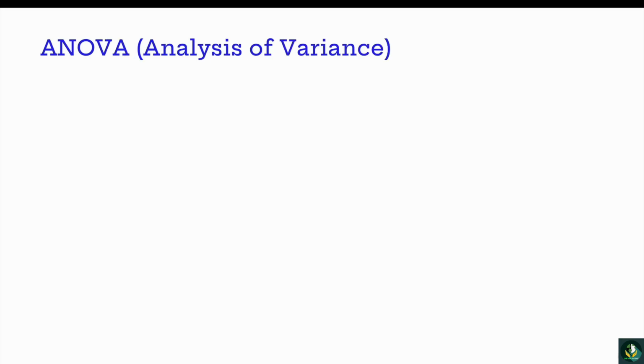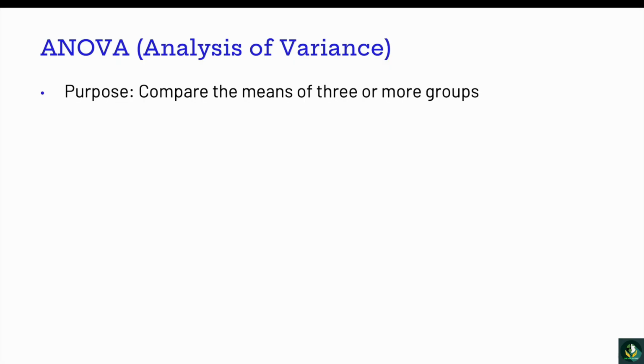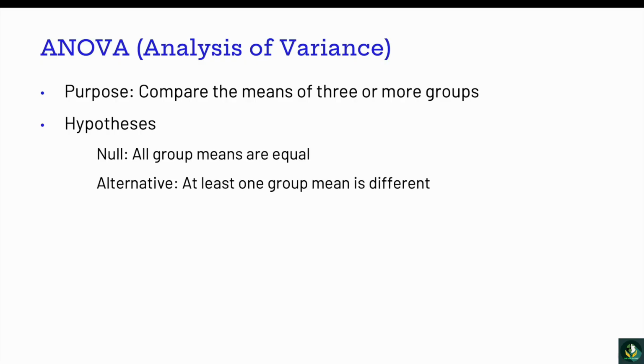Next, let's look at ANOVA, or analysis of variance. The purpose for this is to compare the means of 3 or more groups. For hypothesis, we use the null hypothesis, which is all group means are equal, and the alternative hypothesis, where at least one group mean is different.